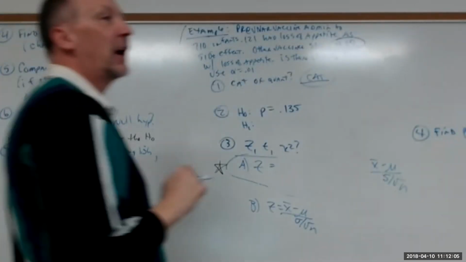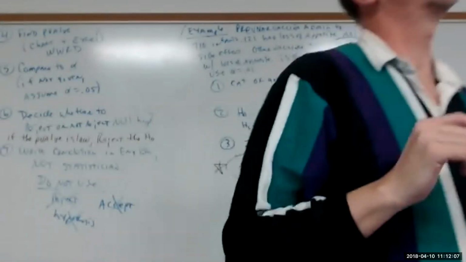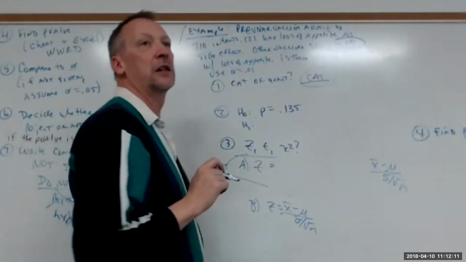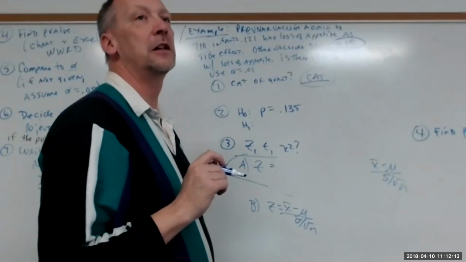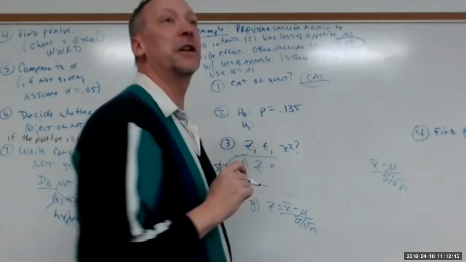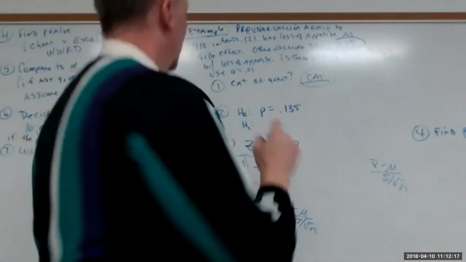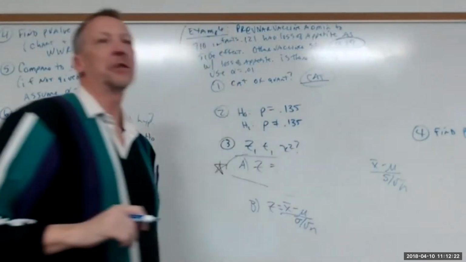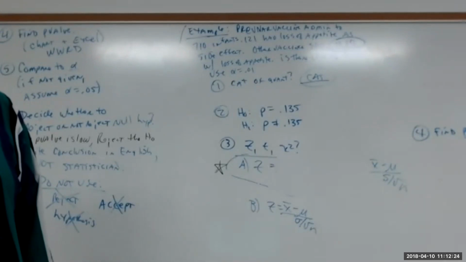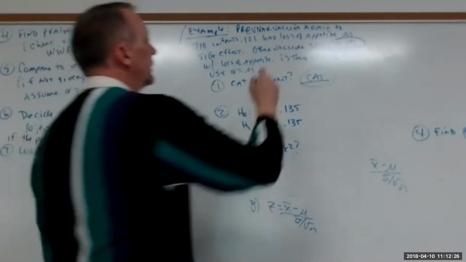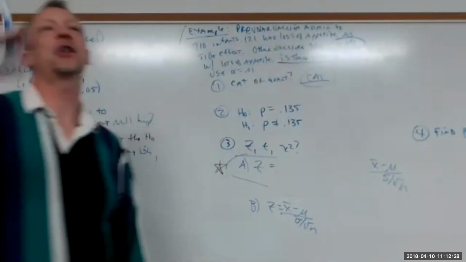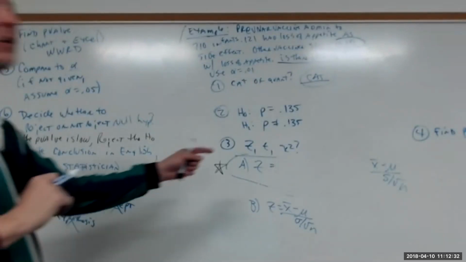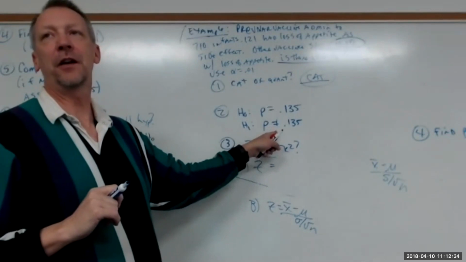The alternative hypothesis is, John, P is not equal to 0.135. P does not equal 0.135. Why did you say not equal to? Because is there evidence of a difference? It doesn't tell you if it's better or worse, right? Plus, if we don't know, not equal to is the better answer.